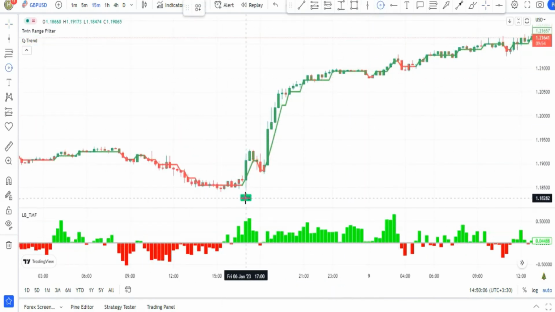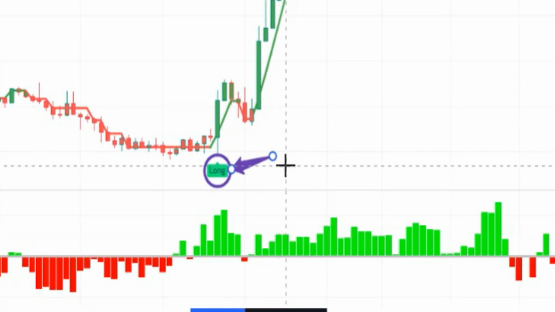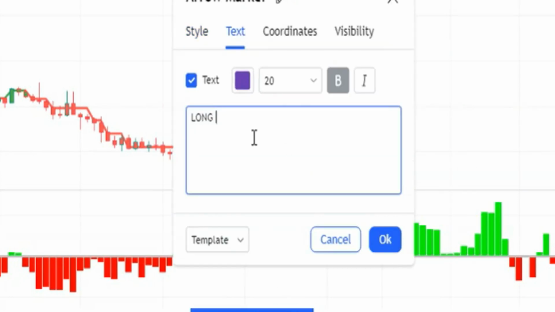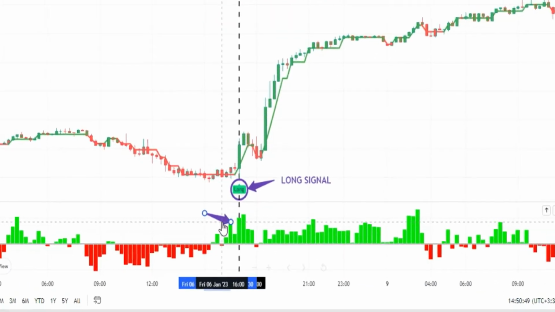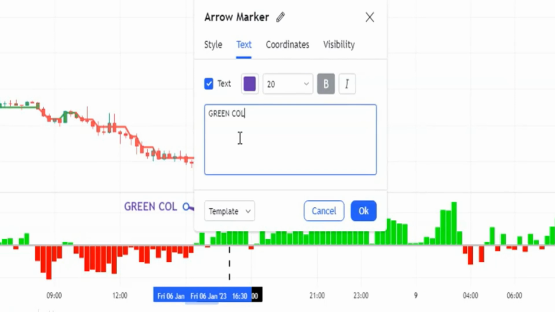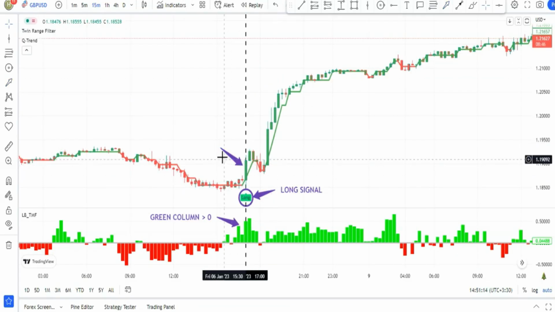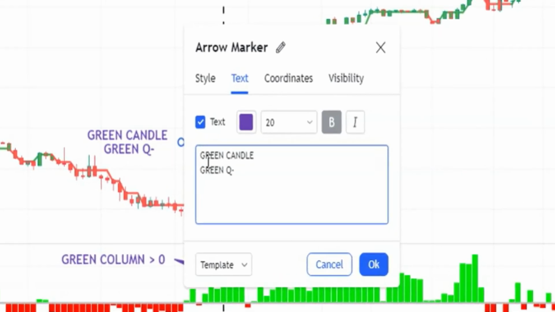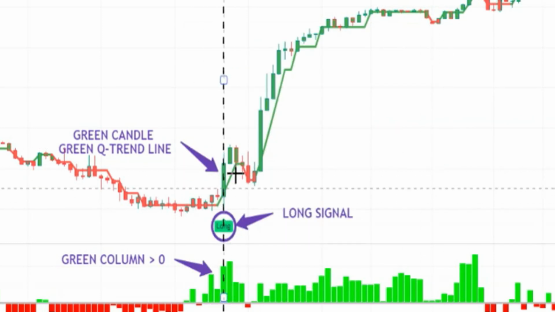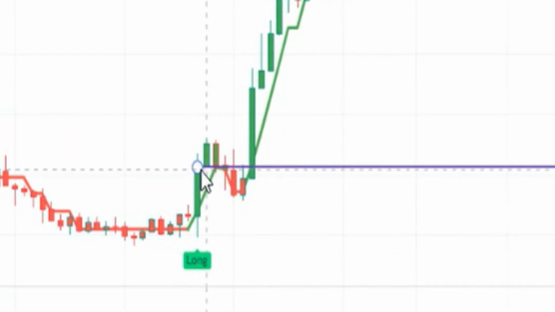Now let's check out the trading rules of our strategy. For a buy signal, a long signal should be issued by the twin range filter. Then the histogram of the TMF indicator should be green and above 0 level. And for the last confirmation, the candlestick and the Q trend line should be green. So now we can open a buy trade at the close price of the trigger candlestick.